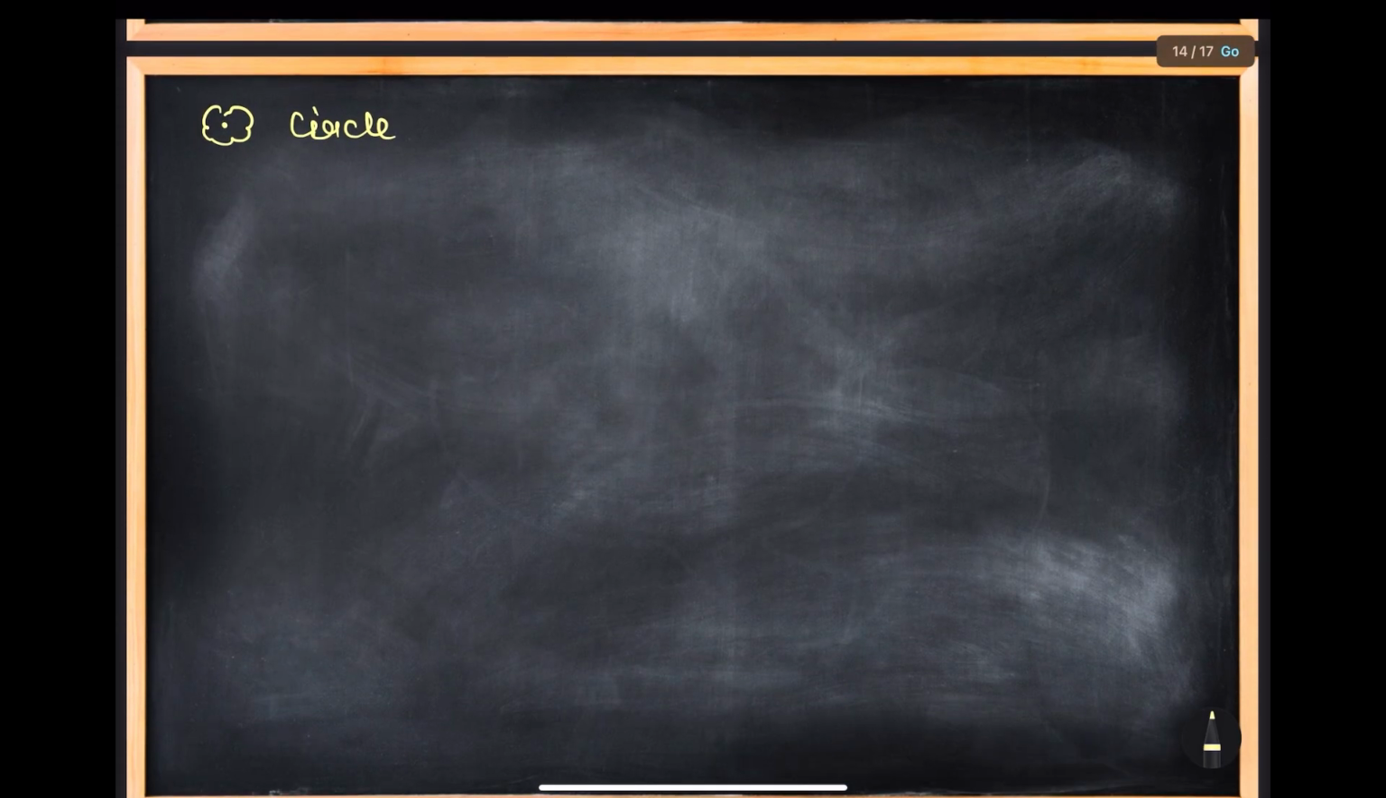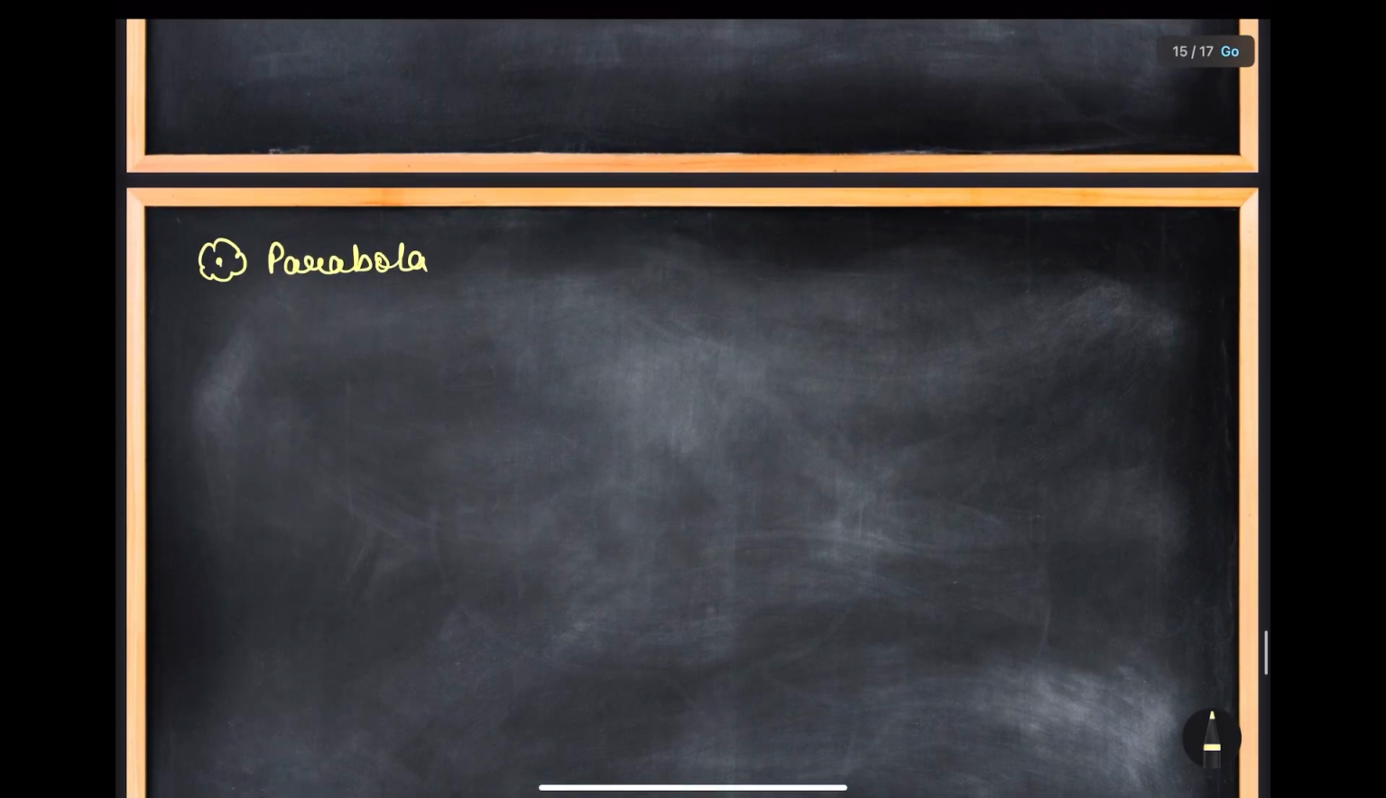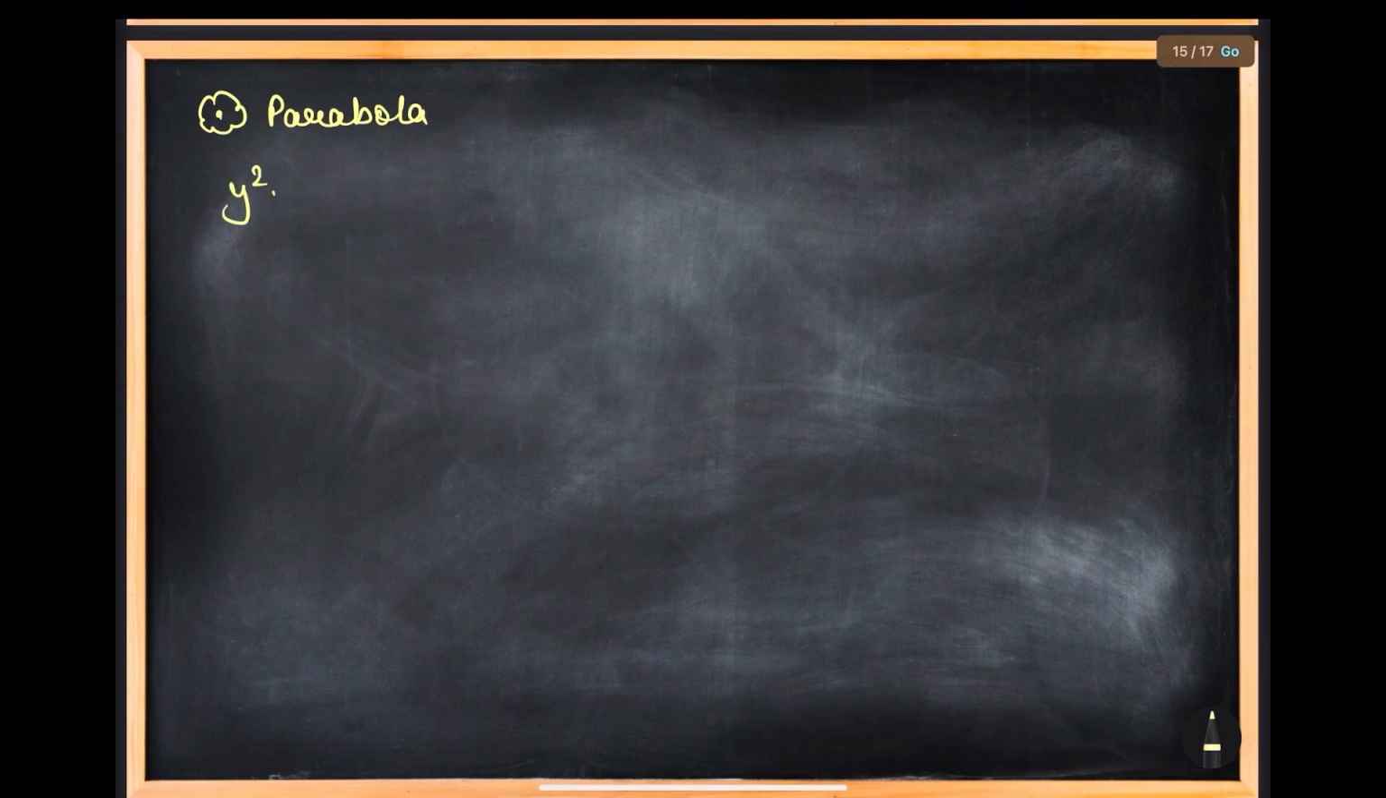Now you know that we have handled circle, straight line, parabola, ellipse, hyperbola. So your circle will look like x square plus y square equals r square. It's a circle whose center is at 0, 0 and radius is r. If you have x minus a whole square plus y minus b whole square equals r square, you will say the circle has center at a comma b and radius r. These things you have to memorize. Circle is done. Now you have parabola. So y square equals 4ax. Hope you remember this parabola.